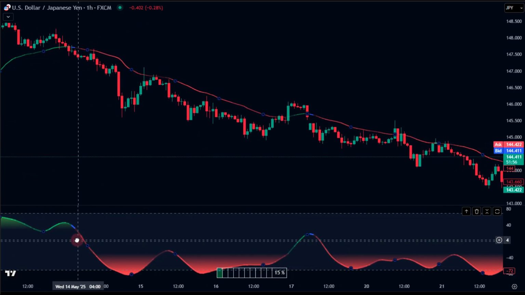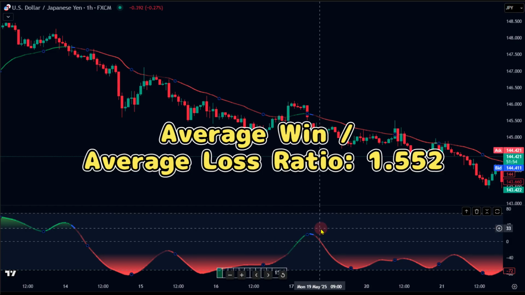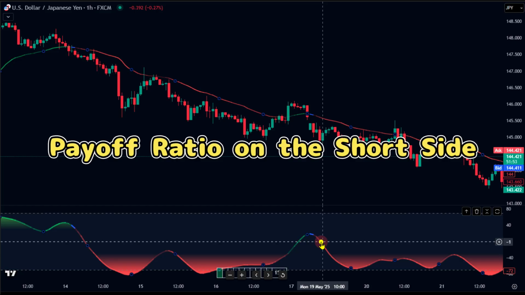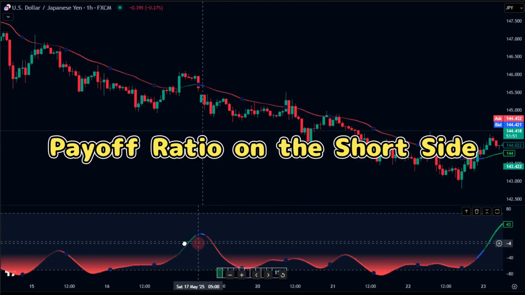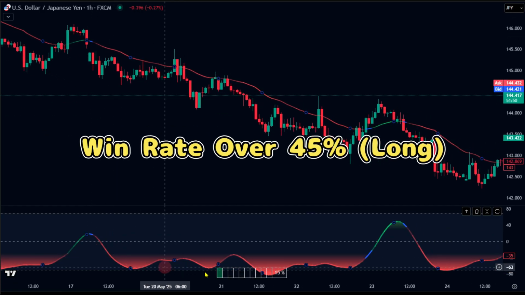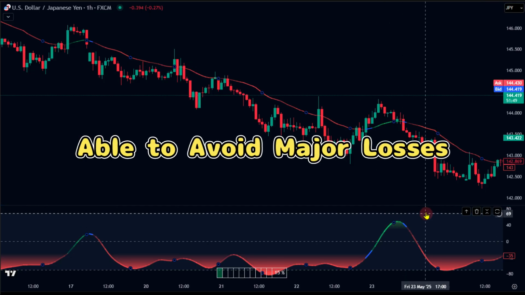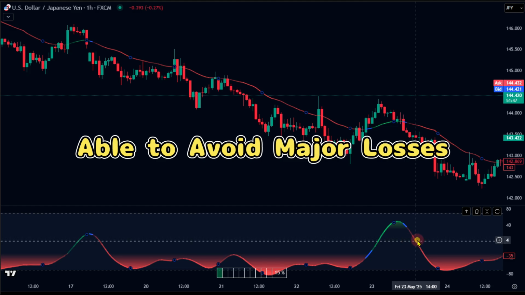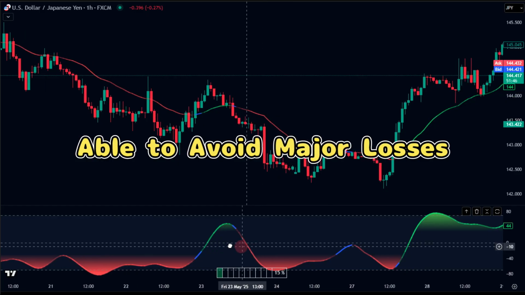Strength highlights. With an average win-loss ratio of 1.552, winning trades consistently yield greater returns than losses. The short side payoff ratio of 1.806 is particularly strong, demonstrating the strategy's effectiveness during market downturns. A win rate above 45% on the long side supports a stable trading structure. The largest loss, minus 188.64 USD, is less than half the size of the largest gain, plus 411.54 USD, showing effective loss containment.